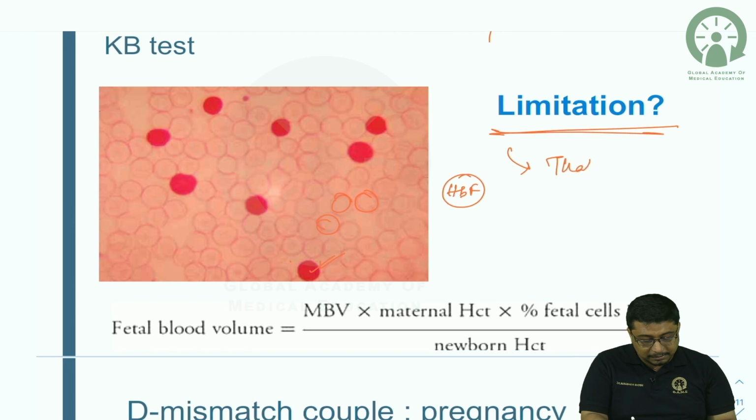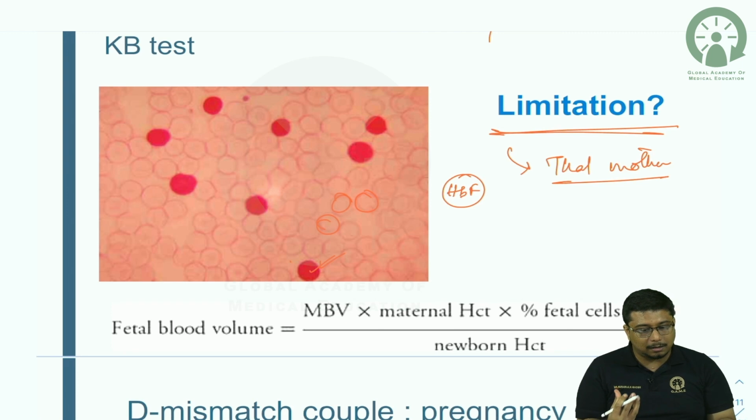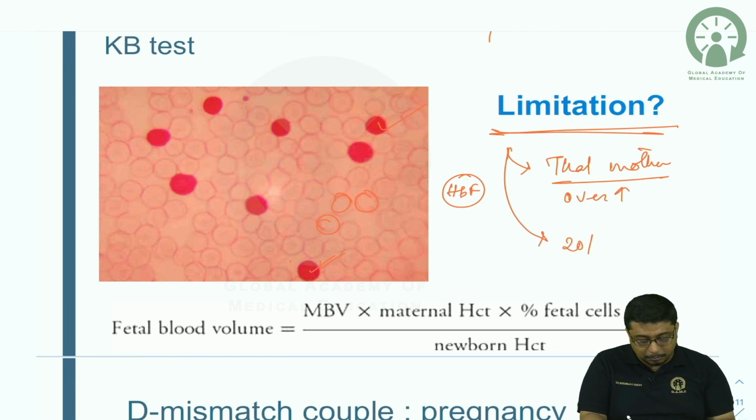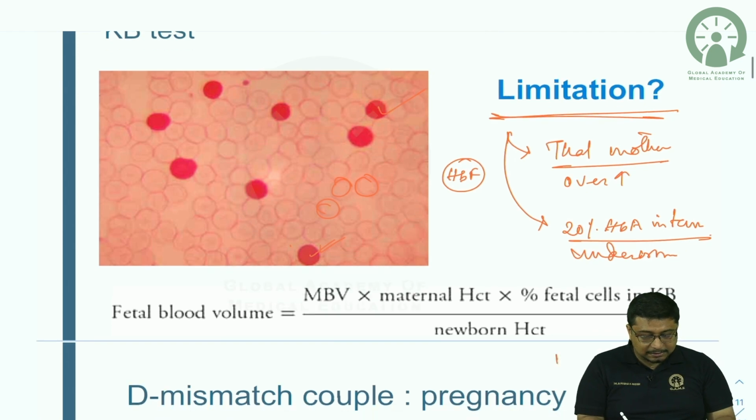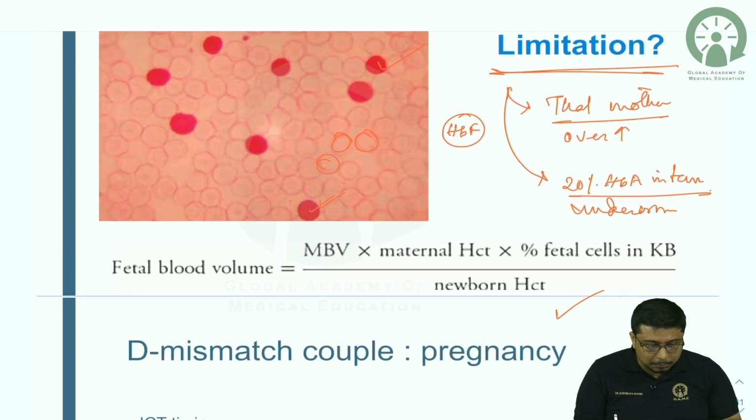So if the mother has thalassemia, then a good number of the mother's RBCs contain fetal hemoglobin. So the fetal hemorrhage is overestimated, right? Overestimated. On the other hand, if it is a term baby, 80% is fetal hemoglobin, 20% is adult hemoglobin. 20% adult hemoglobin in a term baby. Right? So the fetal hemorrhage is underestimated. Right? So this is the formula by which we do the KB test.